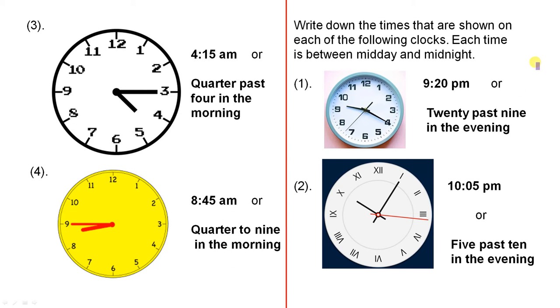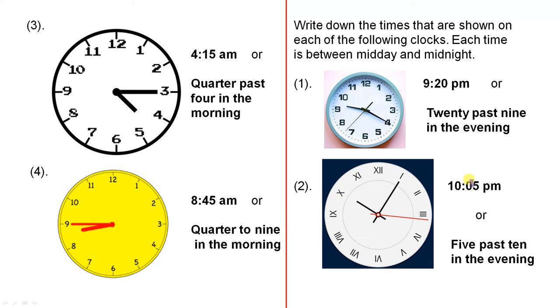Write down the times that are shown on each of the following clocks. Each time is between midday and midnight. So if that's the case, we have to use PM. So because this hour hand is just past the 9, and this minute hand is right on the 4, it's 9:20 PM. 5, 10, 15, 20, or 20 past 9, which means 20 minutes past 9 in the evening because it's PM.